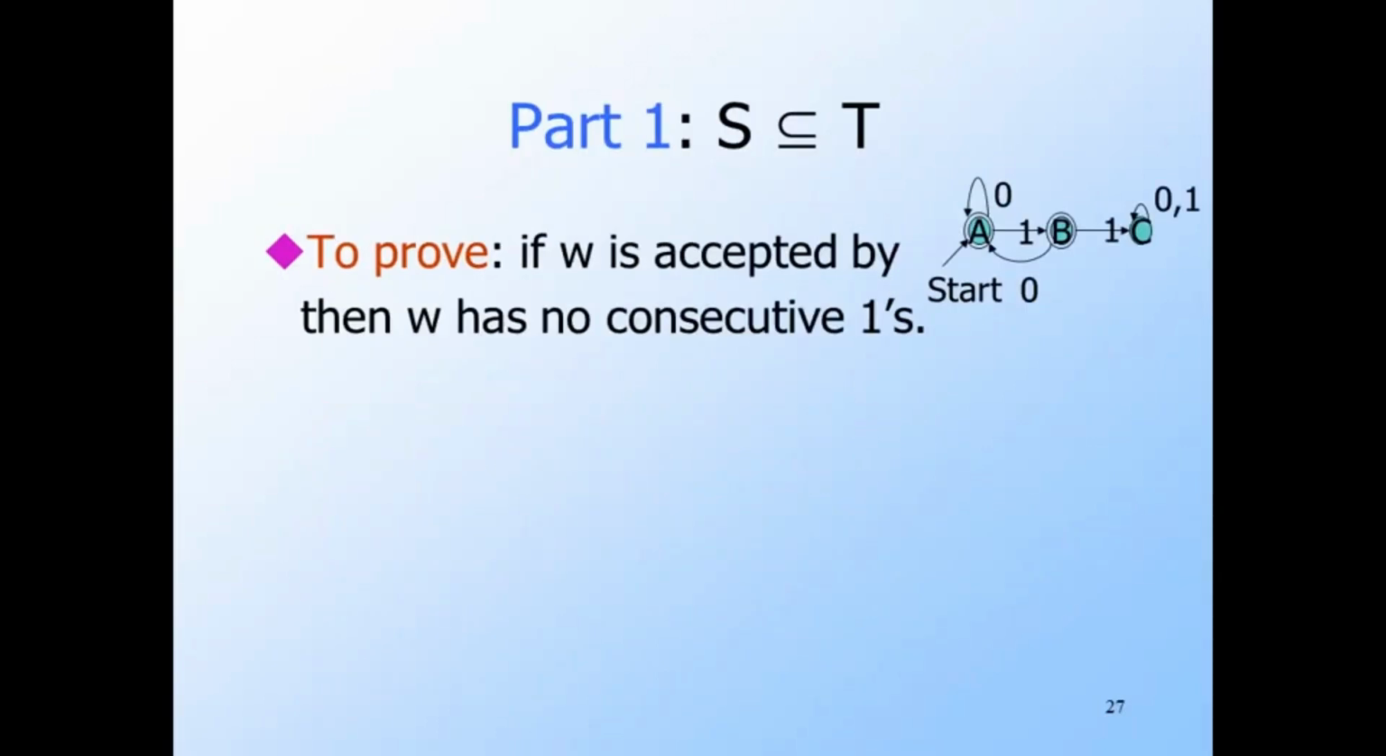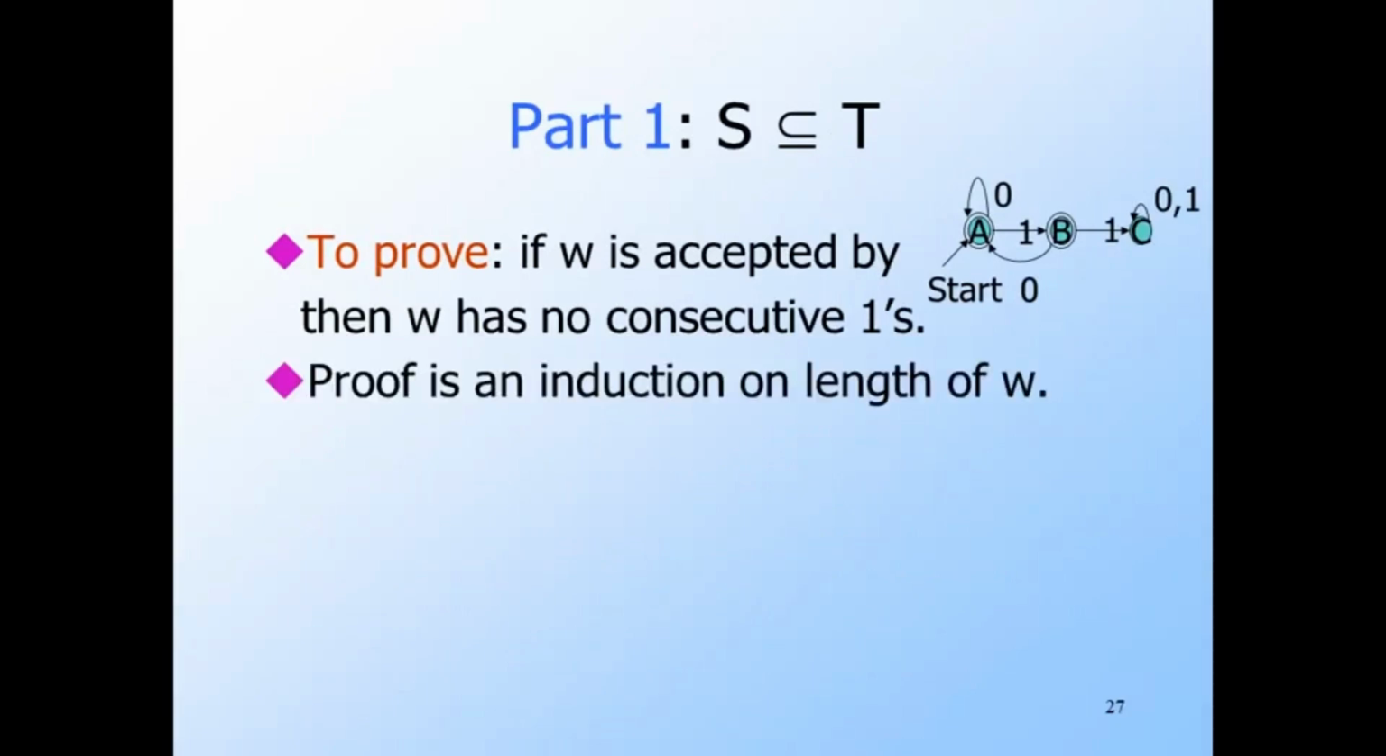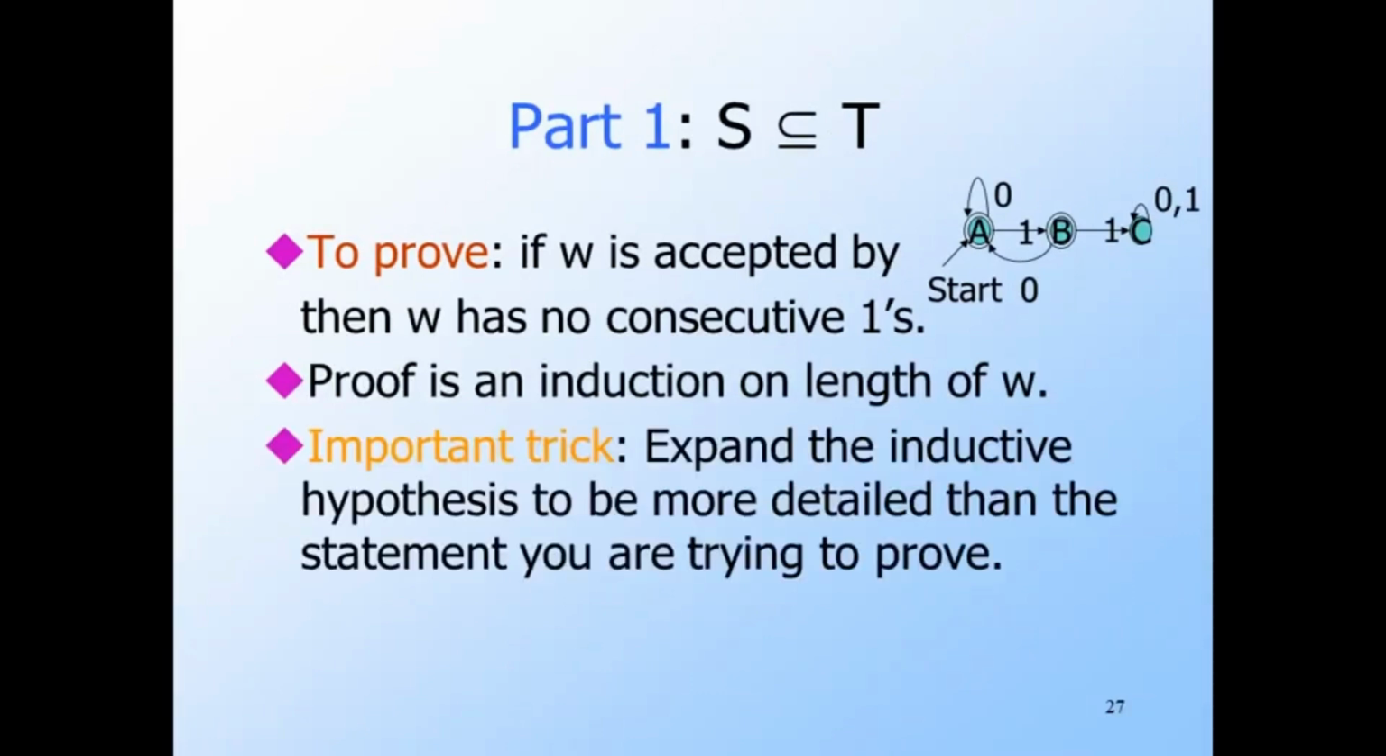First, we're going to prove that if W is accepted by this automaton, the one shown in the slide, then W has no consecutive ones. The proof is an induction on the length of W. It turns out that if we simply try to prove this statement on the slide, we fail, and I'll point out in a few slides what goes wrong. A common trick for inductive proofs is to make a more detailed statement than you really want because it makes the inductive proof work.